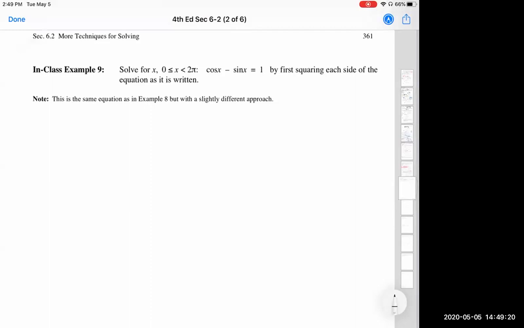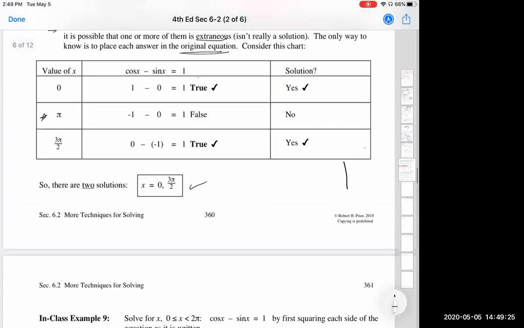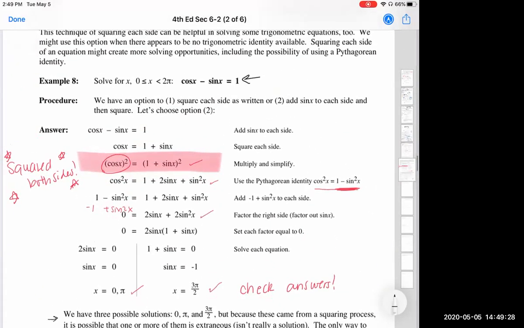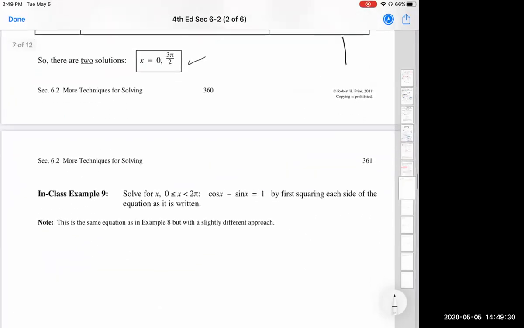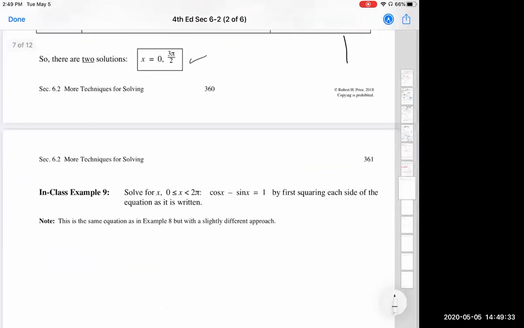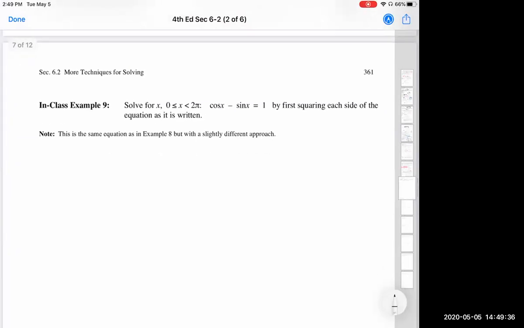Okay, go ahead and try this in class example 9. Now notice it's very similar to our last question. It just wants us to do a different step. So it wants us to square each side of the equation as written. So square here and square here. Actually, don't do that. We'll just go ahead and continue. I don't want to lecture for too long. So let's go ahead and move forward.